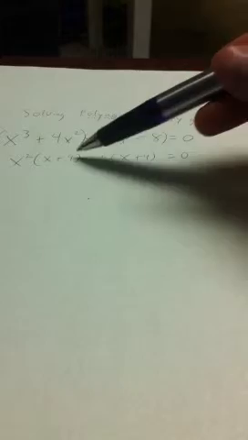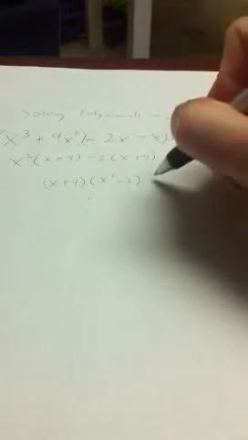Again, this method is only going to work if the two parentheses are equivalent to each other, which they are. They're both x plus 4. So then I have a common factor of x plus 4 that I'm going to factor out. So I have x plus 4. And then the other factor is what's left over, which is x squared minus 2.